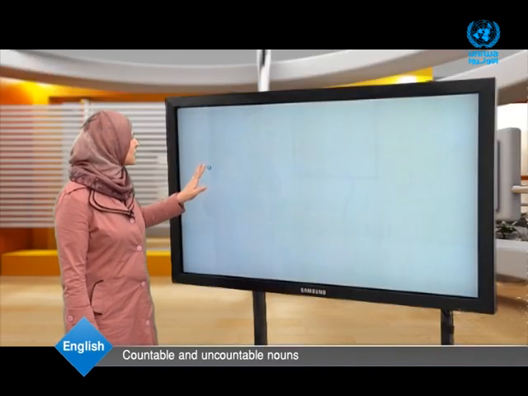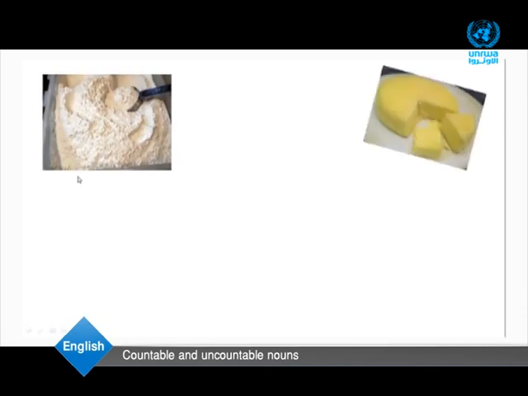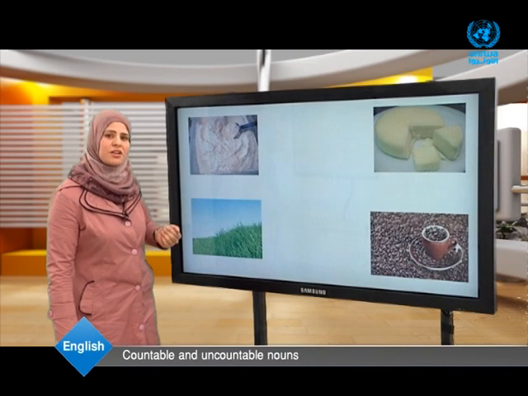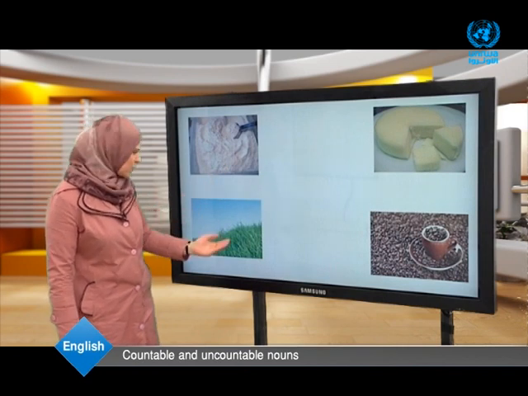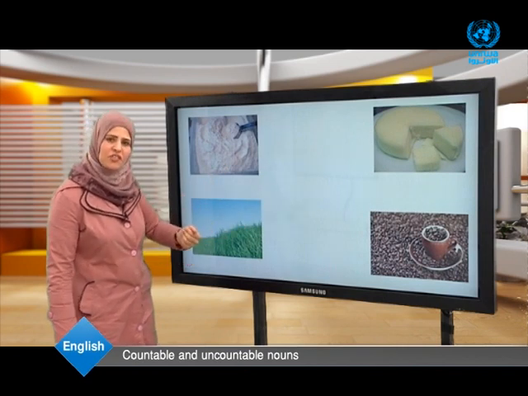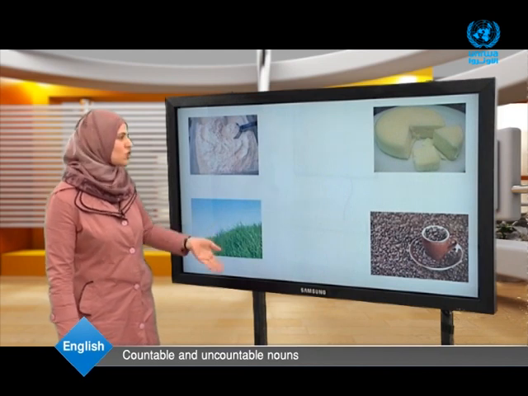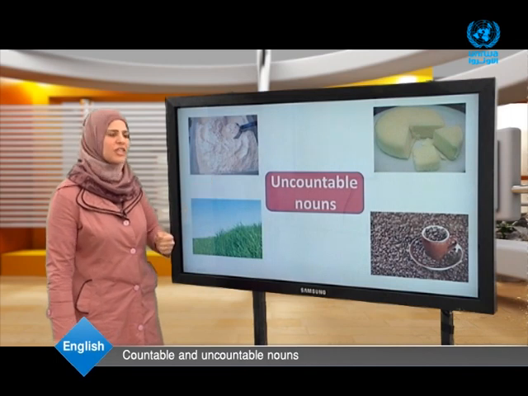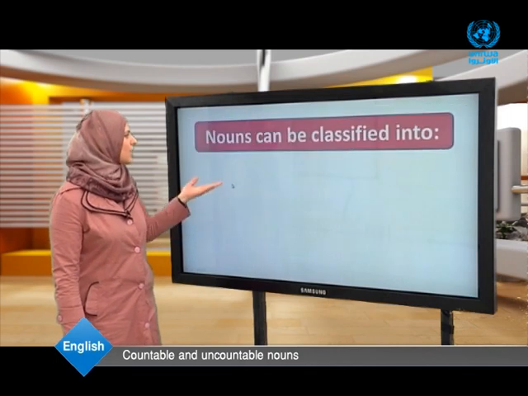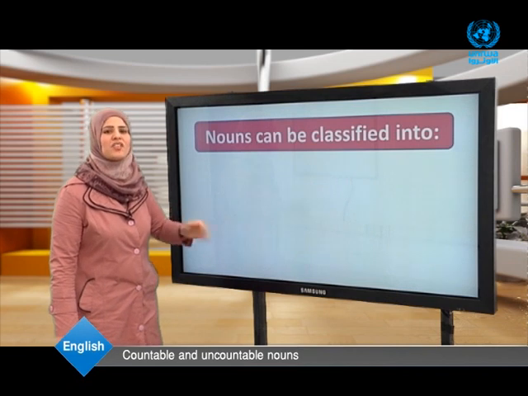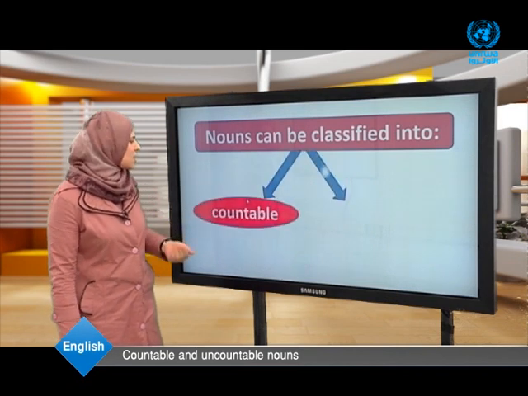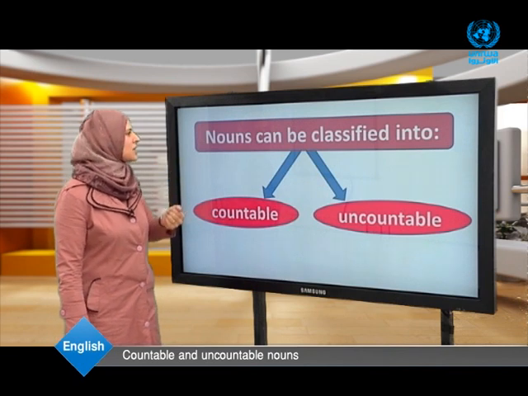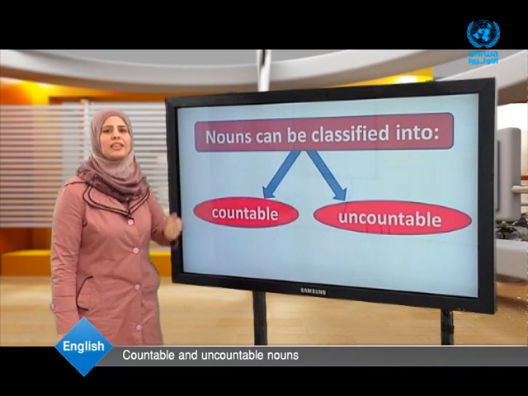Look, dear students. Here we have some flour, cheese, grass, and coffee. Can we count the flour? What about the cheese? Can we count the grass and the coffee? Of course, we cannot count them. So these nouns are uncountable nouns. Now, dear students, we can conclude that nouns can be classified into two types, which are countable and uncountable.